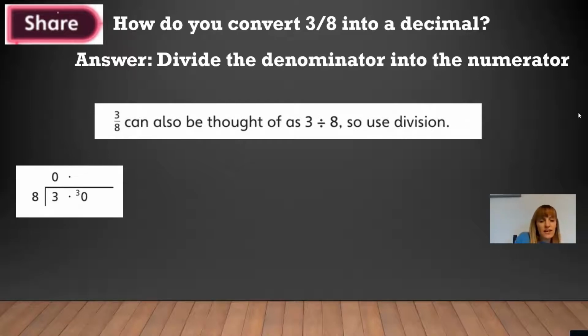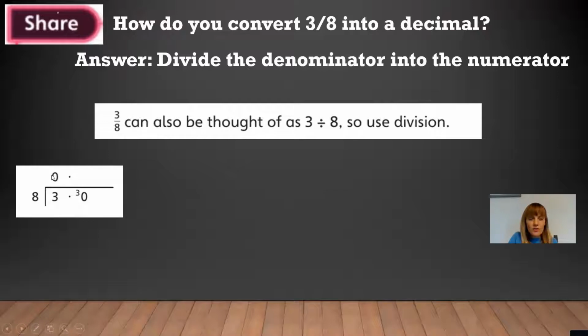stop method. Now you can see on this diagram here, your 3 is inside the bus stop. So your numerator, your smallest number, goes inside the bus stop and it's being divided by 8. So that 8 is coming to visit the 3. How many groups of 8 can we get into 3? Well, we can't get any. So we have to put a 0 at the top, which you can see here.